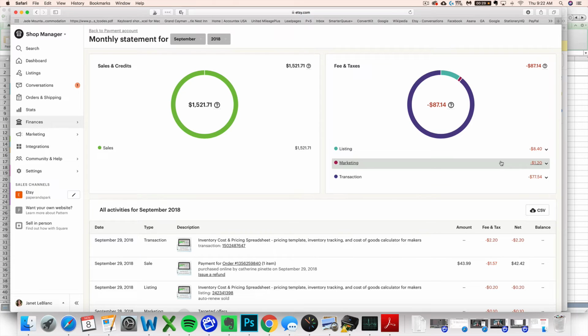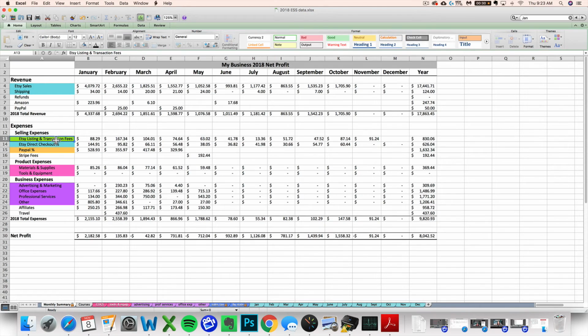So what you need to do going forward is on the 1st of, say, October, when you're going to update your books for September, you would enter these fees here as your Etsy fees for the month of September because they came out of your sales and you paid them in the month of September. So you'd want to go through theoretically and enter Etsy fees of this amount. I'm okay recording the entire amount, the entire $87 as the Etsy listing and transaction fees.